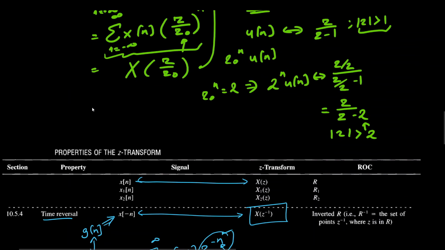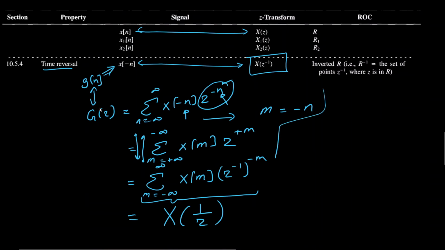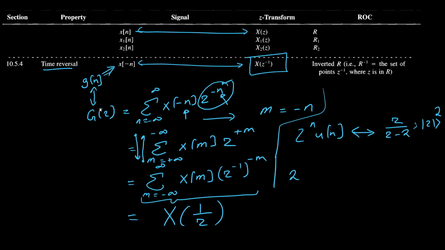Now again, let us take this example, that is 2 to the power n u of n. This has a transform which is z over z minus 2, and absolute value of z is greater than 2. Now if we reverse the time, that is, we say we are interested in 2 raised to power minus n u of minus n. So in this way, using this property, we would have 1 by z over 1 by z minus 2. And similarly, the ROC would be 1 by z, which is greater than 2.